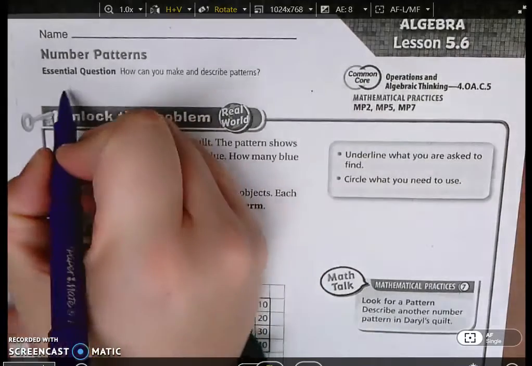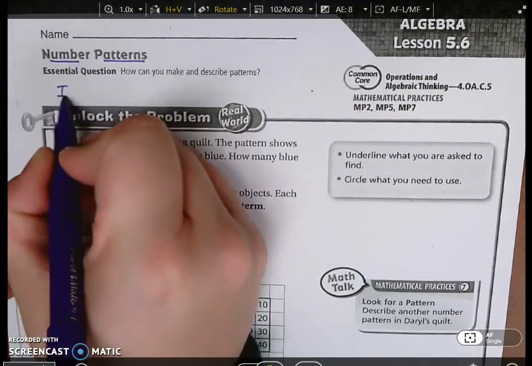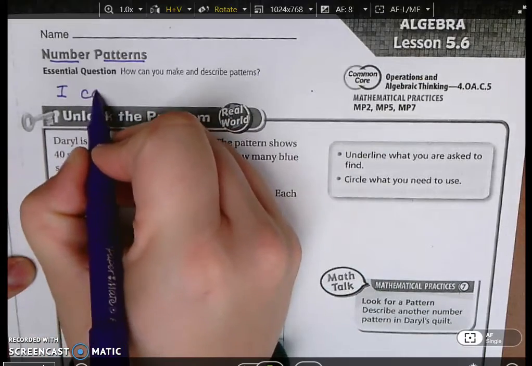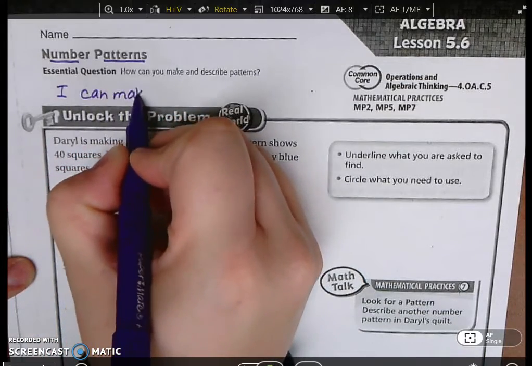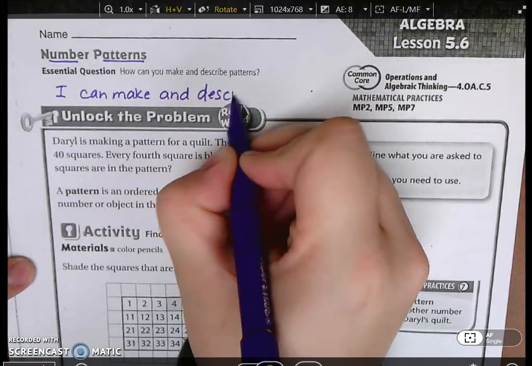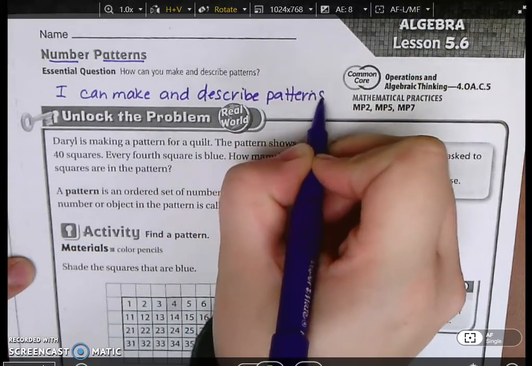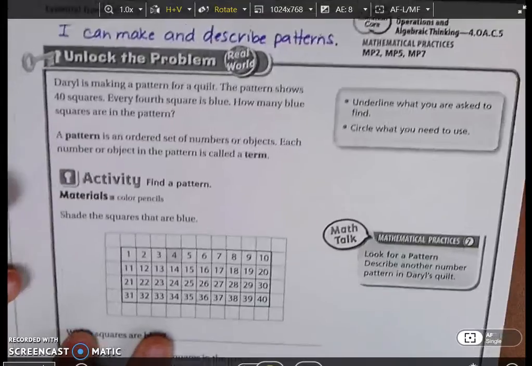Alright guys, in this lesson we're going to learn about making number patterns. So our learning target is I can make and describe patterns. And specifically we're going to talk about number patterns.